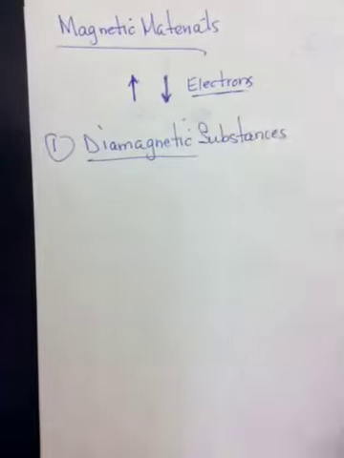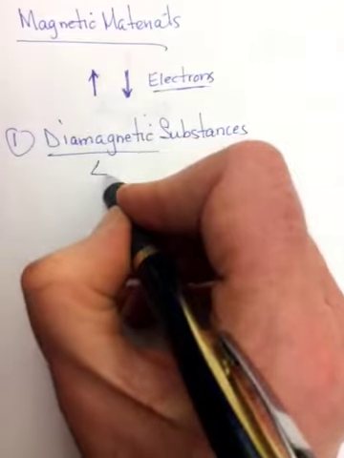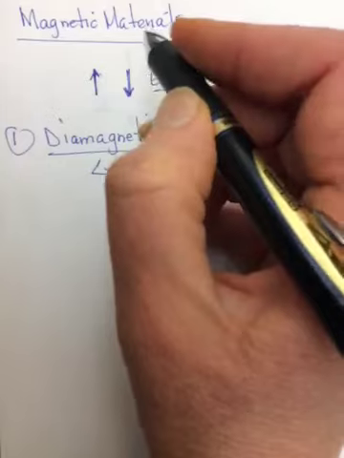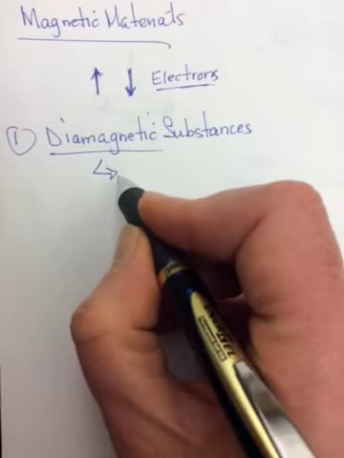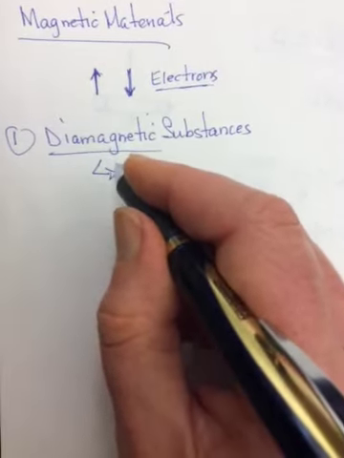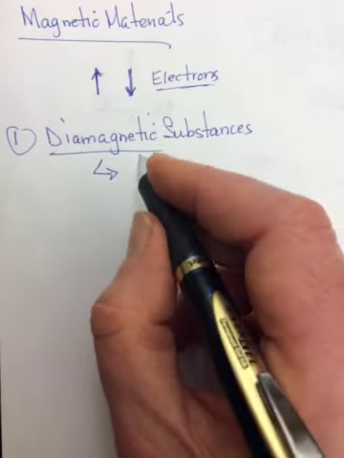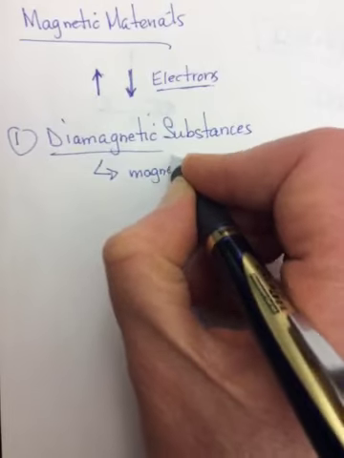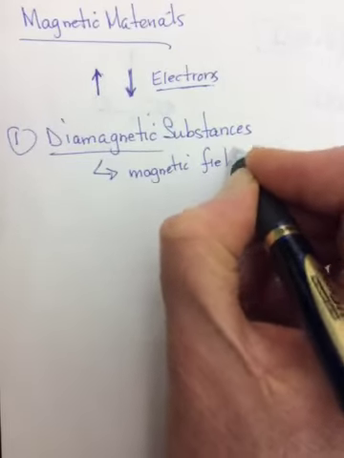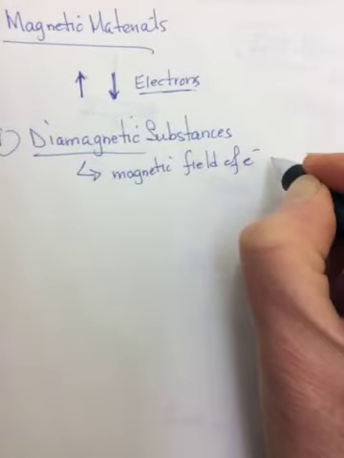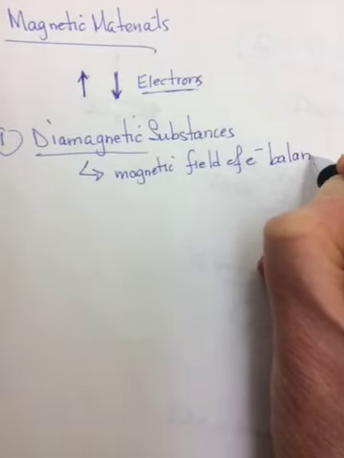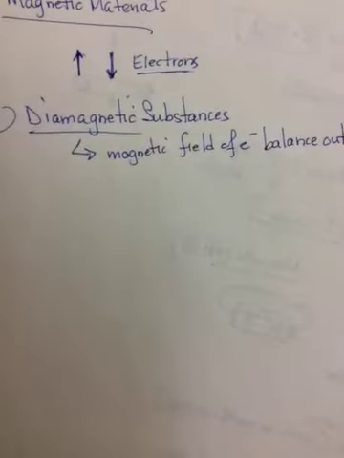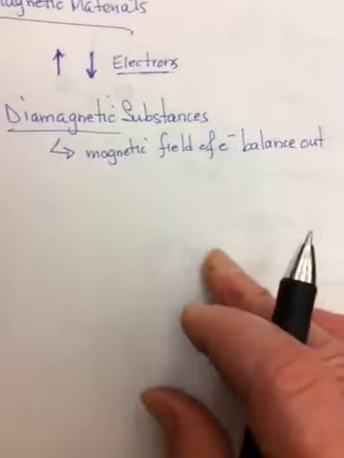These are going to be about how the electrons are aligned. If every electron is like a little magnet, then every electron has a magnetic field around it. In diamagnetic substances, the magnetic fields of the electrons balance each other out. What that means is there's no net overall field. They balance each other out.